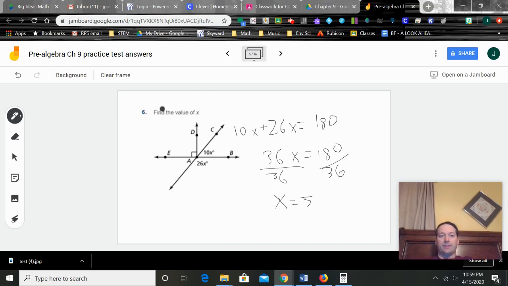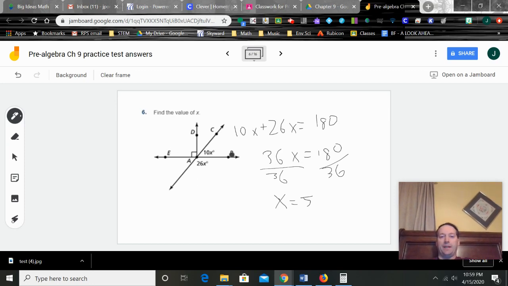Now, that's because it asked for X. Let's say it asked to find X and find the angles. Well, then you'd have to come in here and say, okay, so this would be 50, and this would be whatever 26 times 5 is, 130.